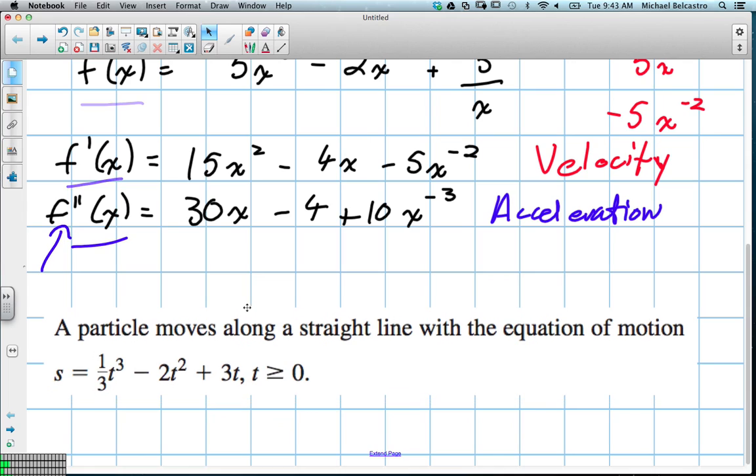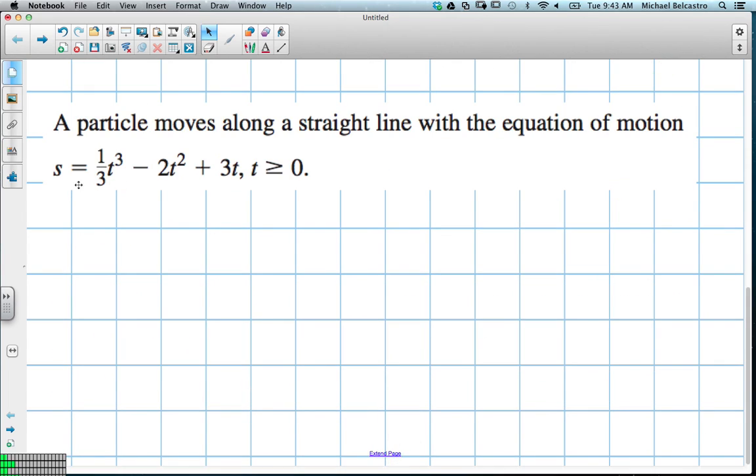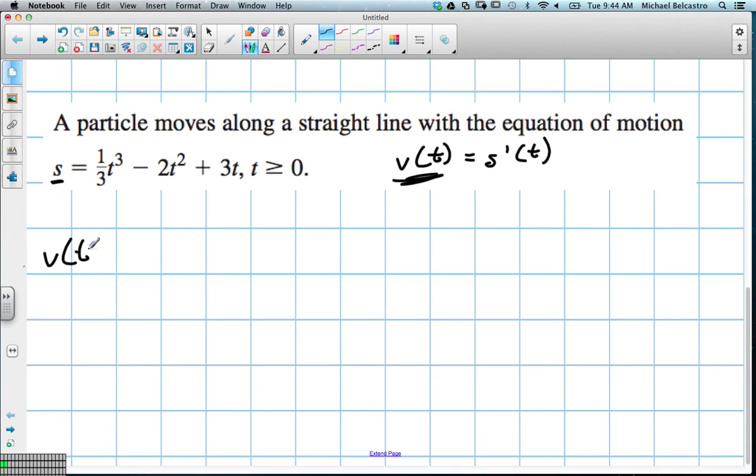We have a particle that moves along a straight line, okay, with this equation of motion. So they've given us our original. I'm going to denote this as velocity. Okay? So velocity in reference to time is equal to our s prime t. So we have to find the derivative of this function to find our velocity. So I'll write that on the side here. Our velocity, which is equal to s prime t.